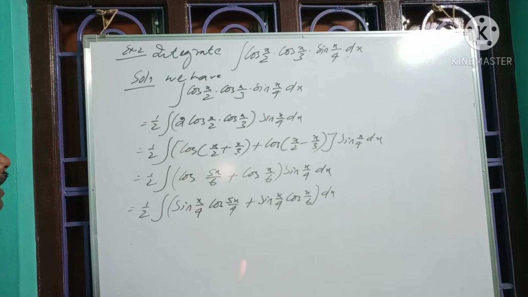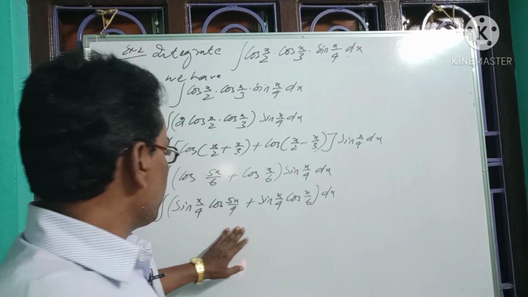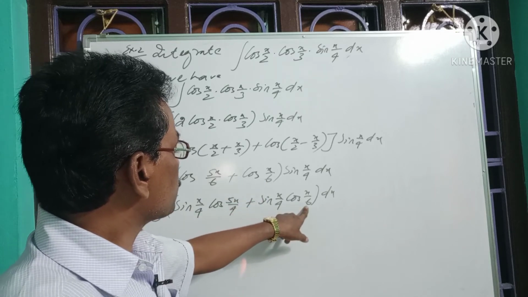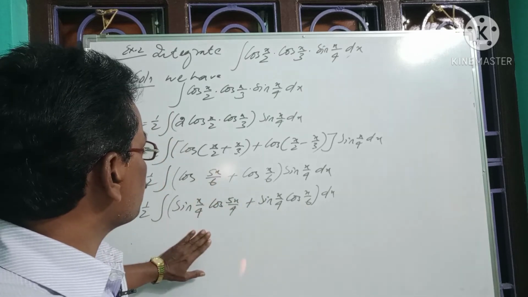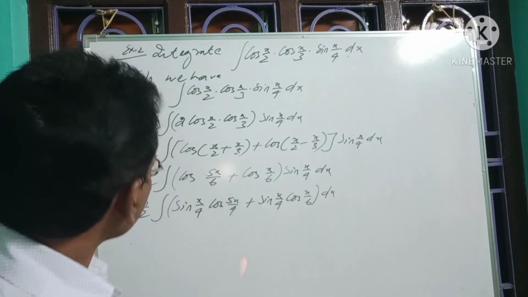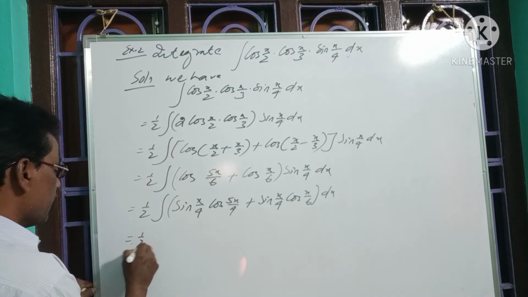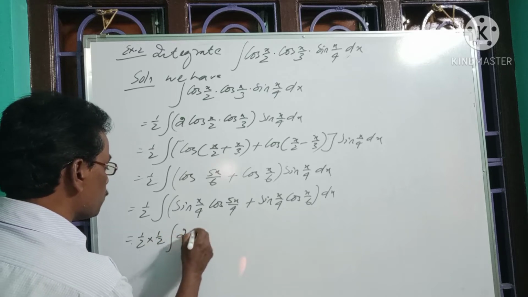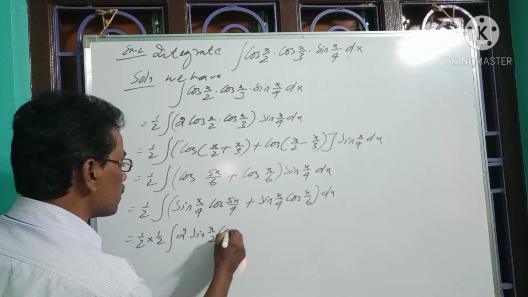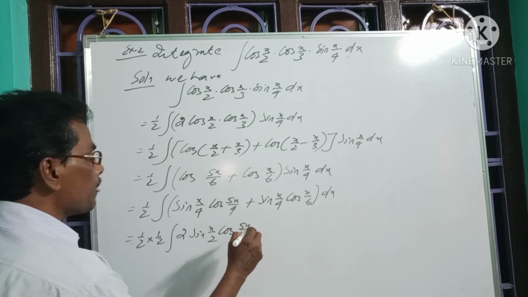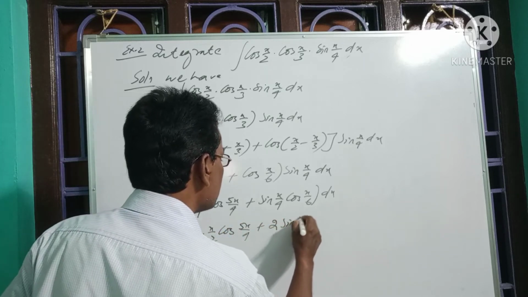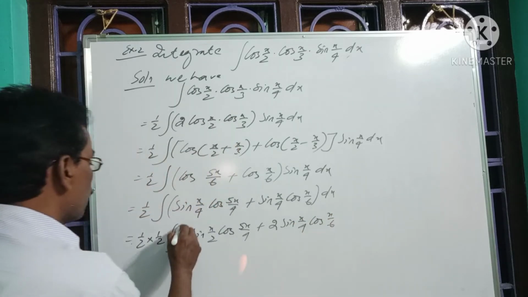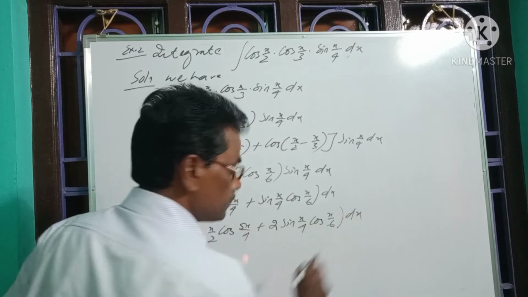Now see, after one time transformation we find that we have sin a into cos b. So now this is also not integrable, so we need to transform it again. We have to again multiply half with half and 2. So we have multiplying half and 2 once again, 2 into sin of x by 4 into cos of 5x by 6 plus 2 into sin of x by 4 into cos of x by 6, whole integration with respect to x.